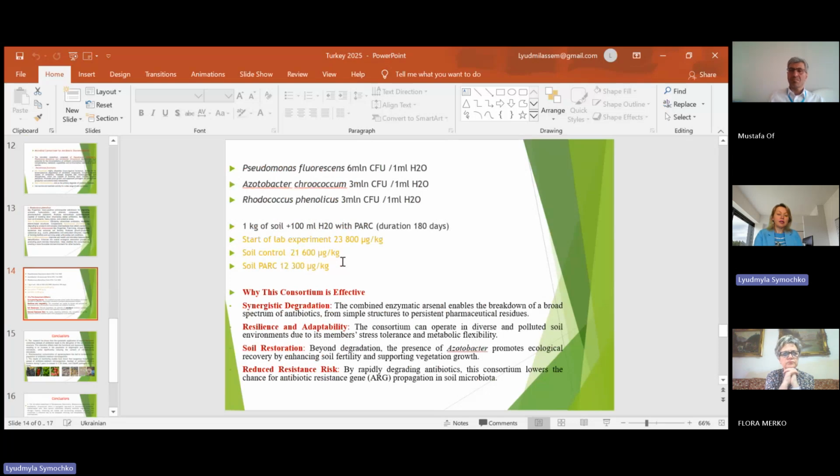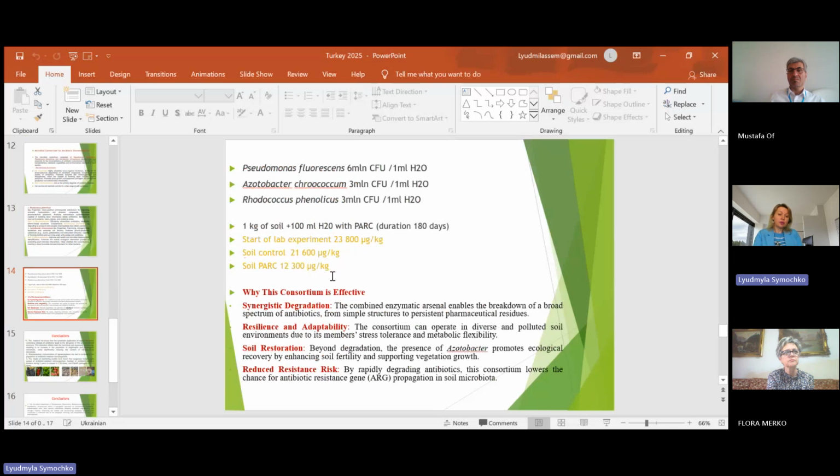After 180 days, yes. From 23,800, let's change it to 20,600, of course, because we have some microorganisms in soil which actually can support this process. But in soil samples where we added our consortium, as you can see, the concentration of antibiotic decreases practically by half.